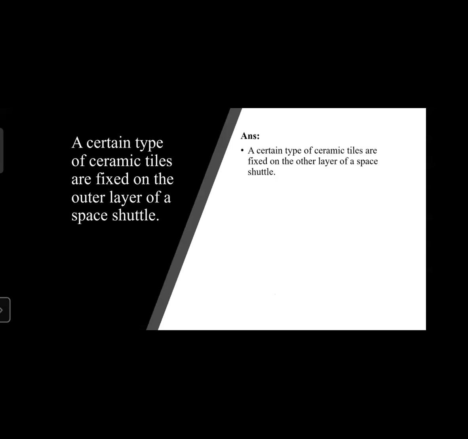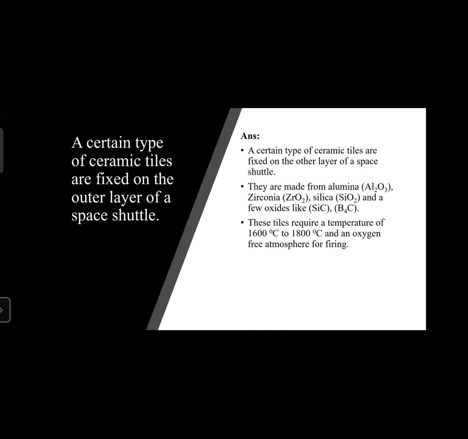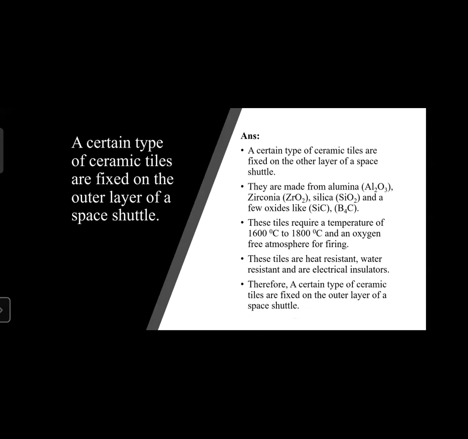Answer. Certain types of ceramic tiles are fixed on the outer layer of the space shuttle. They are made up of alumina, zirconia, silica, and a few compounds like SiC and B4C. These tiles require a temperature of 1600 to 1800 degrees Celsius and an oxygen-free environment for firing. These tiles are heat resistant, water resistant, and are electrical insulators. Therefore, certain types of ceramic tiles are fixed on the outer layer of the space shuttle.